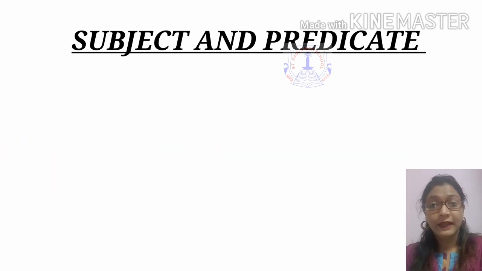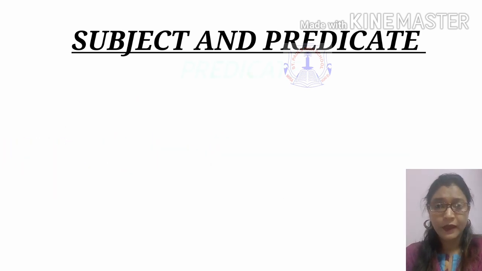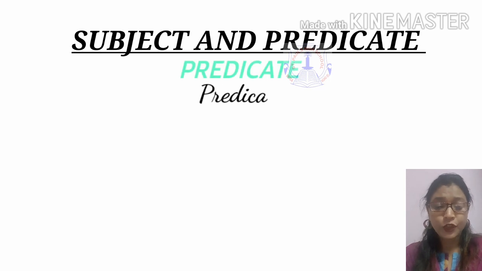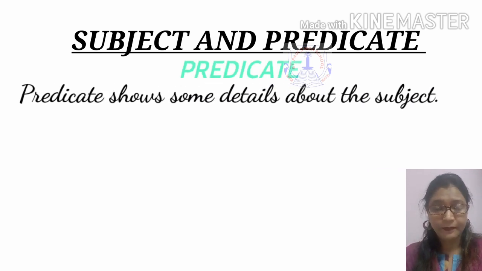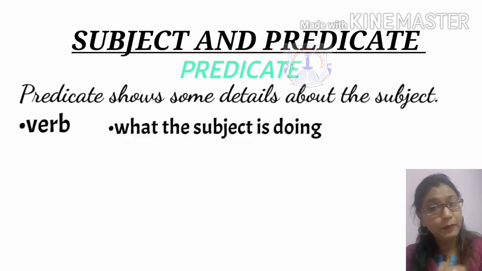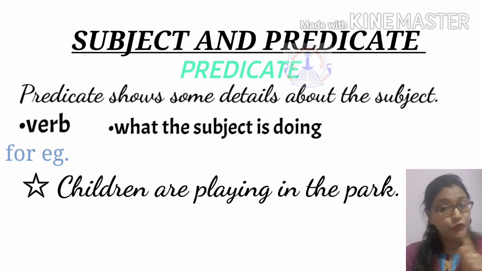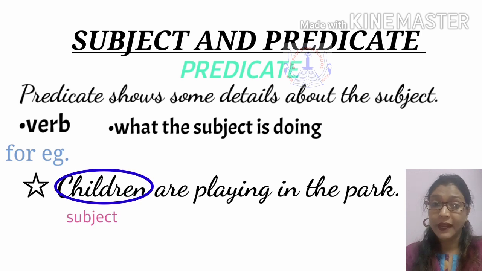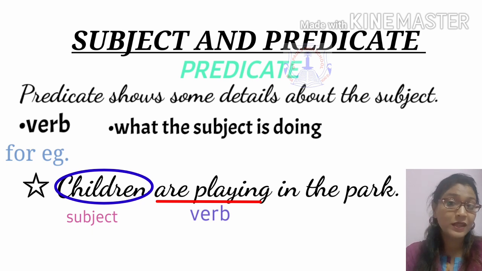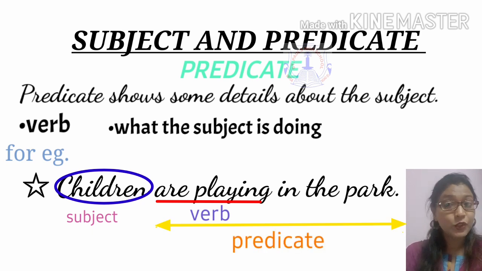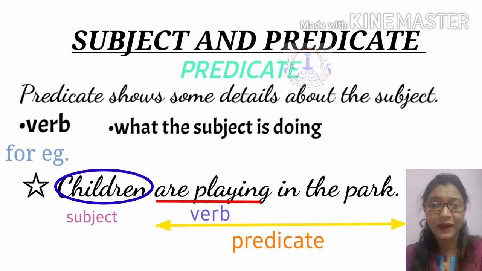Okay. Now let us see what is predicate. Predicate shows us some detail about the subject. Predicate contains a verb first. Second, what the subject is doing, that also predicate shows. Now let us see the same sentence. Children are playing in the park. Children is already the subject, we got it. Predicate, what is the rule 1? It contains a verb. So the verb is are playing. It also tells us what the subject is doing in the park. So are playing in the park becomes your predicate.